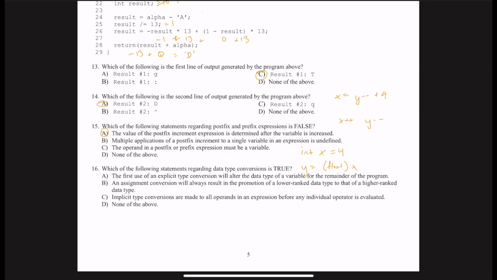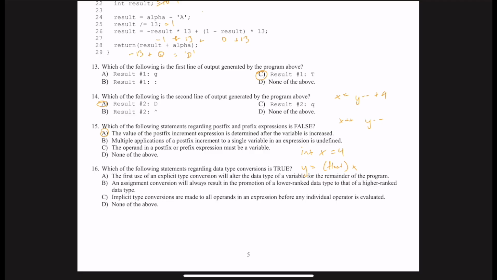And so this is basically, it only applies for that line, that specific use of x right there. So A is false. B, an assignment conversion will always result in the promotion of a lower ranked data type to that of a higher ranked data type. So this one's going to be false.